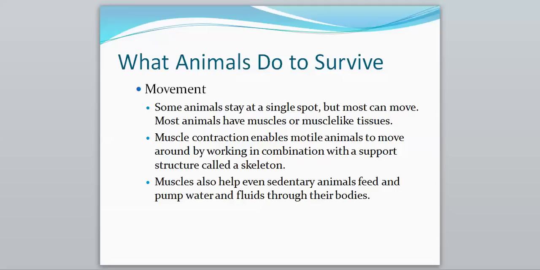Our next one is movement. Again, this one does not apply to all animals. That's our first sentence here, is that some animals do stay at a single spot, but most can move, and most animals have muscles or muscle-like tissue, and that's how they are going to move. And then the muscles actually move by contracting, which will enable motile, which just means you have the ability to move, animals to move around by walking in combination with support structures called a skeleton. So most animals are able to move through the contraction of muscles and through the support of a skeleton. And then muscles will also even help sedentary animals feed and pump water and fluids through their bodies. So sedentary are animals that are not going to move.